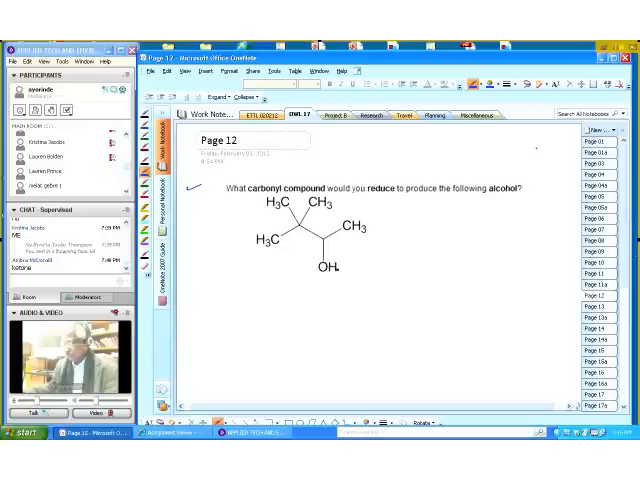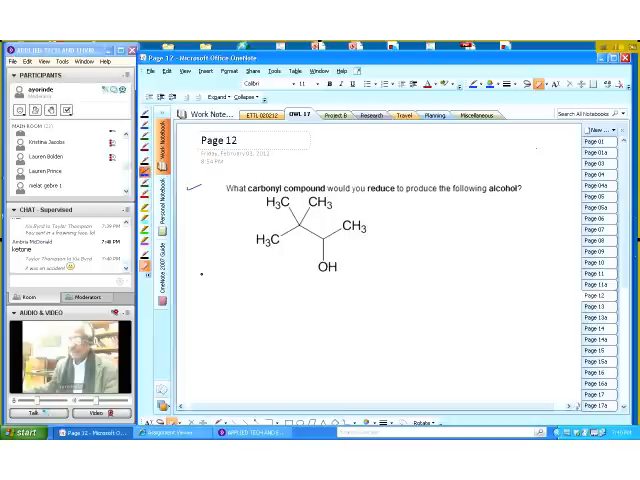That means this hydrogen will be coming from addition of water, and then the hydrogen that is going to be here, this is the hydrogen that will be coming from your metal hydride. Okay, if you remember your lithium aluminum hydride and sodium borohydride. So therefore, what is that?